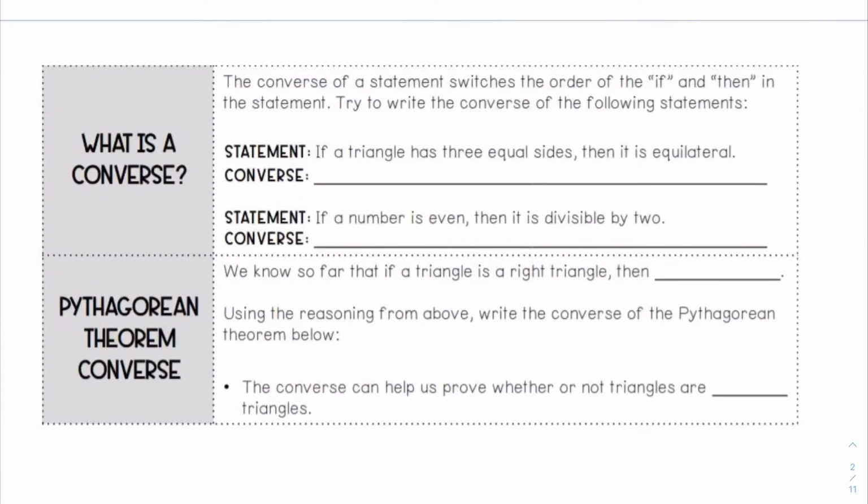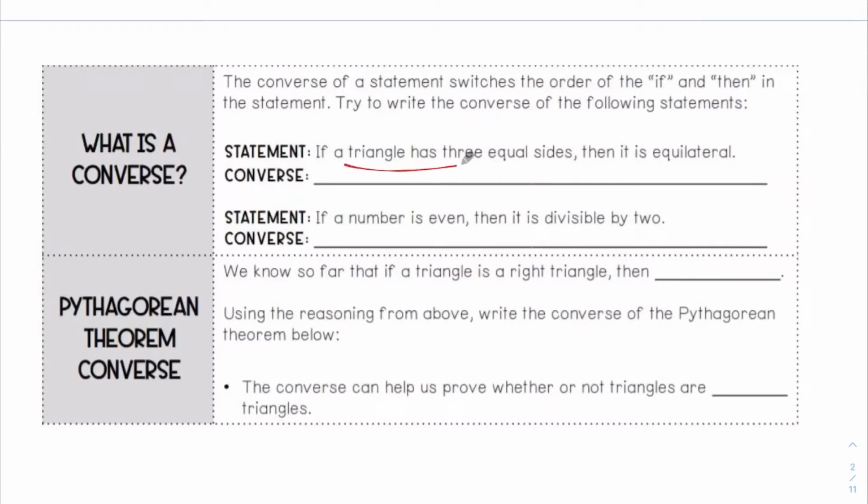Before we start the math, let's go through a little bit of notes. What is a converse? Well, the converse of a statement is whenever you switch the order that something is set in. Normally you would say, if a triangle has three equal sides, then it is equilateral. If we're doing the converse, then we're going to switch the first part with the second part.